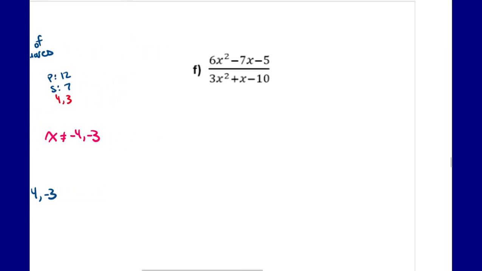F. So again, F is a little bit more complicated because now we're dealing with complex trinomials. Right? I can't do anything in terms of restrictions. I want to factor. So I'm looking for two numbers on the top that multiply to negative 30, which is 6 times negative 5, and the same two numbers have to add to negative 7. And then for the bottom, I'm looking for two numbers that multiply to negative 30, like 3 times negative 10, but add to 1.